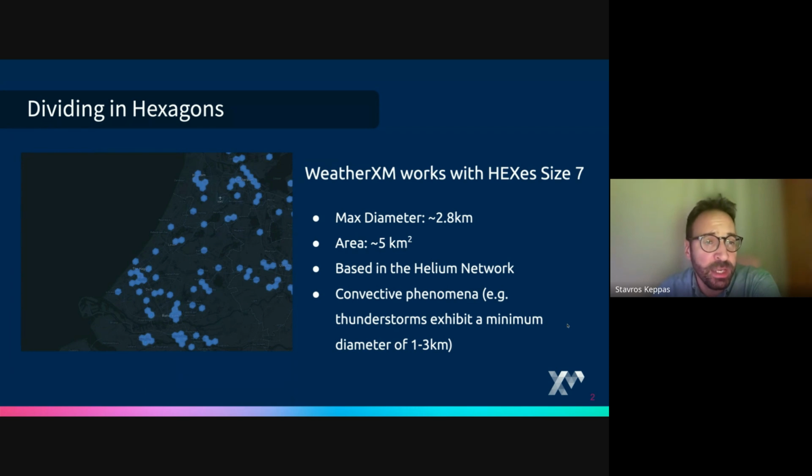However, in most cases, we need more than one station in each of these cells for a variety of reasons. And of course, we will discuss all these reasons in the next slides.